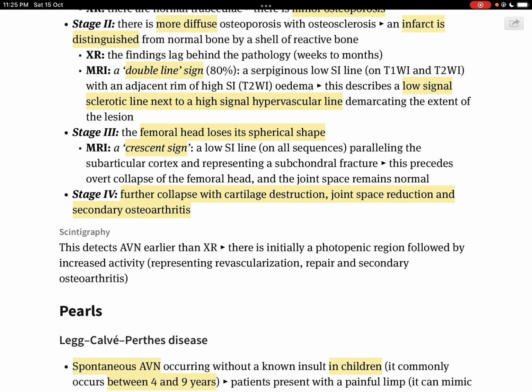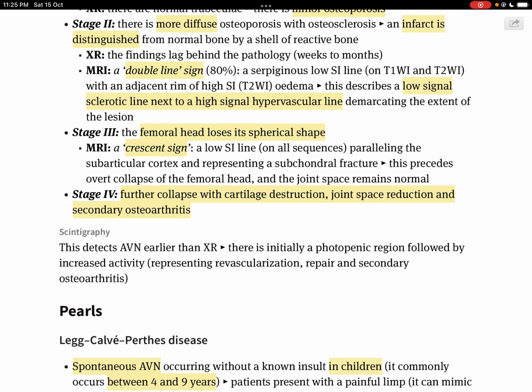Stage 3: here the femoral head loses its spherical shape. On MRI, a crescent is present. What is a crescent? A crescent is a low signal intensity line on all sequences paralleling the subarticular cortex, representing a subchondral fracture. This precedes overt collapse.